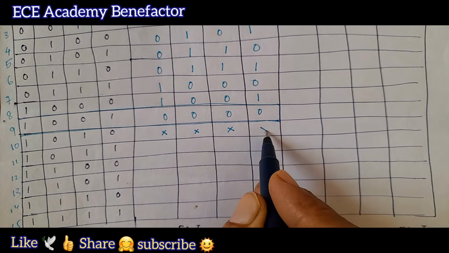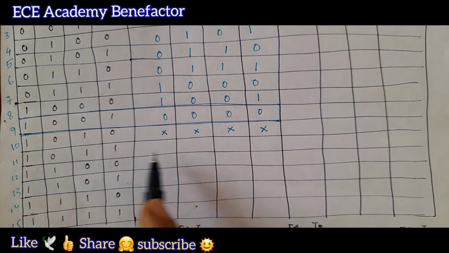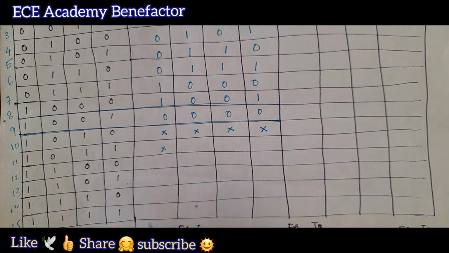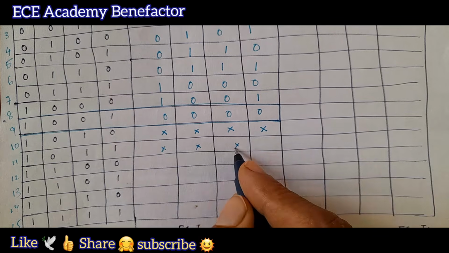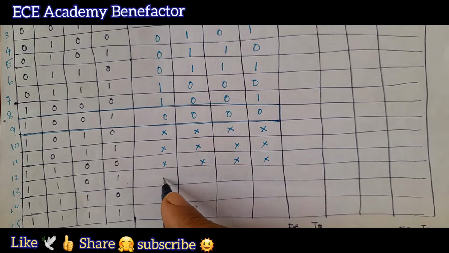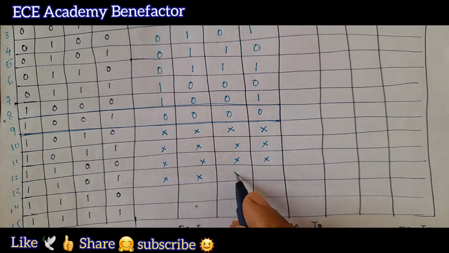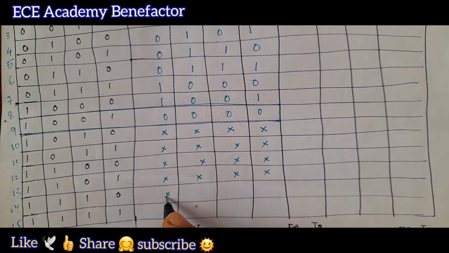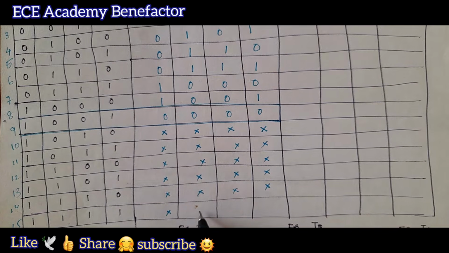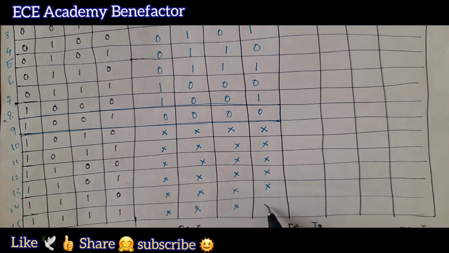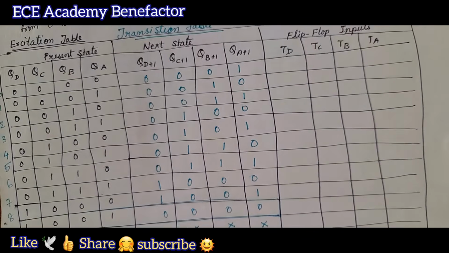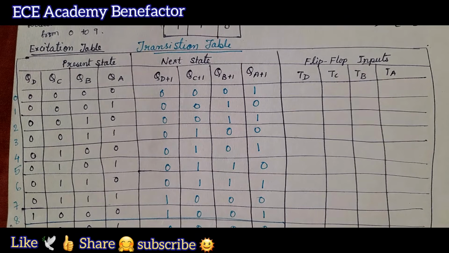So, we put all cross sign, and after 11, the next state, 10, 11, 12 and 13, 14 do not exist. So, put them don't care. Okay. So, like this we can put all cross because they do not exist in the state diagram. X indicates the don't care states. Okay. So, what we have done now in the transition table, we have completed the present and next state.